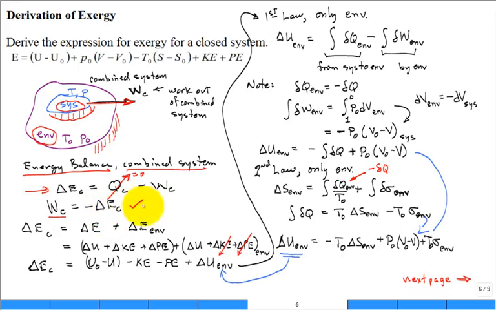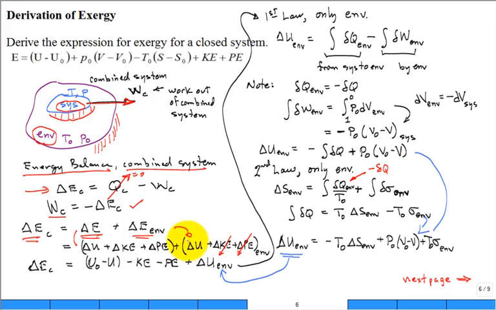Not too complex, but then we say, well, what is the change in the energy of the combined system? Well, it's the change in energy of the system plus the change in the energy of the environment surrounding the system. And then you say, just by definition, that's change in U, change in KE, change in PE for both of them.